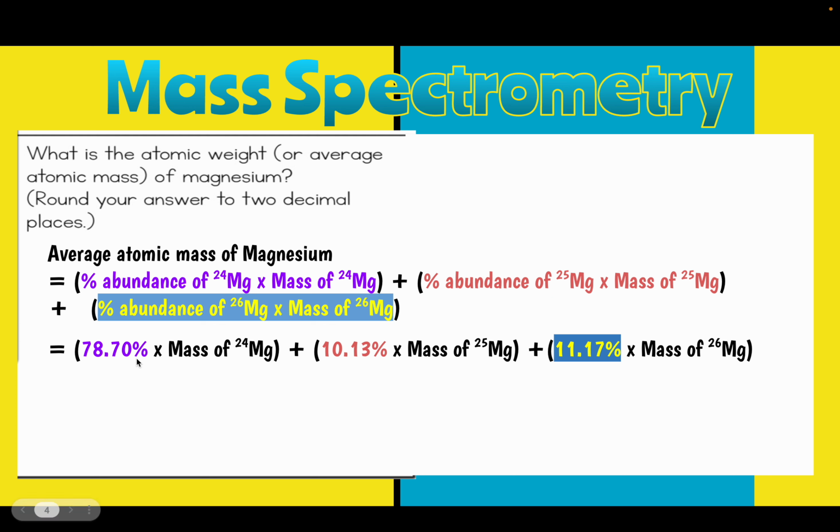All right, so first let's start with our percent abundance. We know that the peak in our mass spectrum gave us a percent abundance of 78.70 for magnesium 24. Notice I color-coded all these guys. The percent abundance of magnesium 25 was 10.13%, and then our percent abundance of magnesium 26 was 11.17%. I got all of these percentages from the mass spectrum, looking at how big the peak was, which shows us the percent abundance of each of these three isotopes, right? Isotopes are the same element, but they all have different weights.